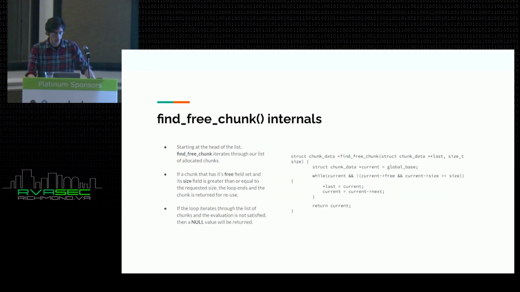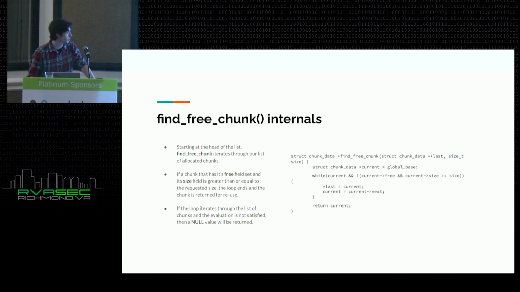All right, so this is find free chunk. We're going to go a layer deeper. We're going to look at the internals of find free chunk. So this is where our enumeration happens. So starting at the head of the list, which is that global base variable that we've passed through, find free chunk is going to iterate through our list of allocated chunks.